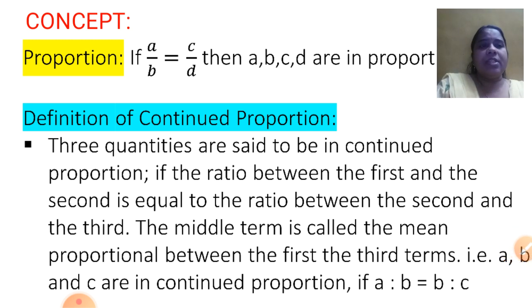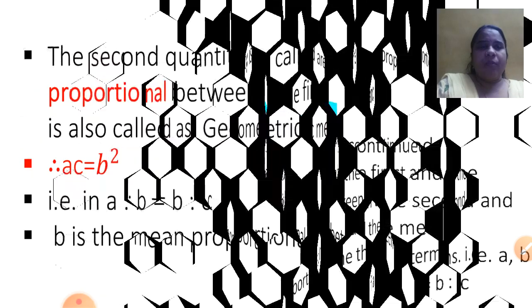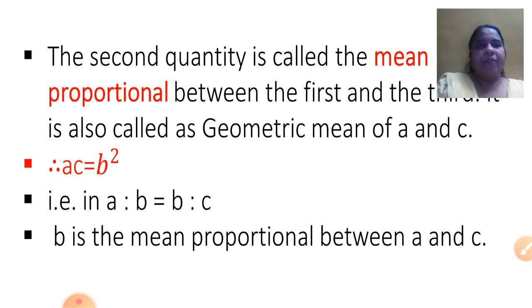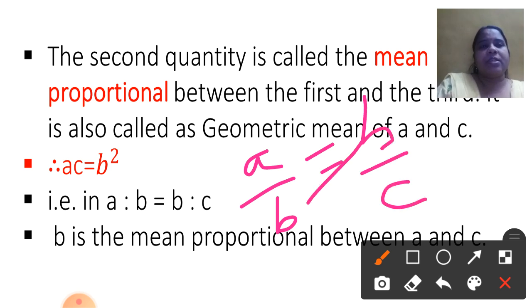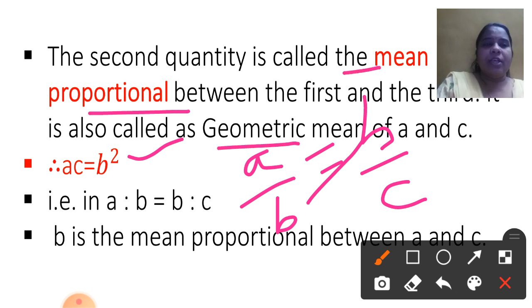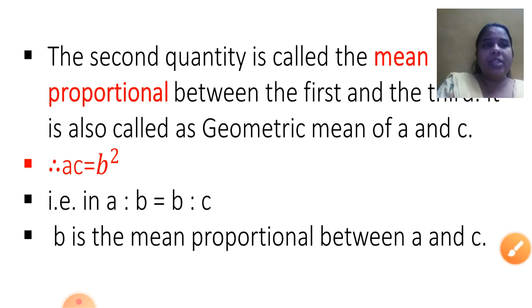You have understood, I hope, that for continued proportion we require A upon B is equal to B upon C. One more important thing to remember is that when you cross multiply this, you will get B into B as B square and A into C as AC. This B is called the mean proportional, or the geometric mean. I want you to write these important points before we start with the exercise. I hope all the points are understood.